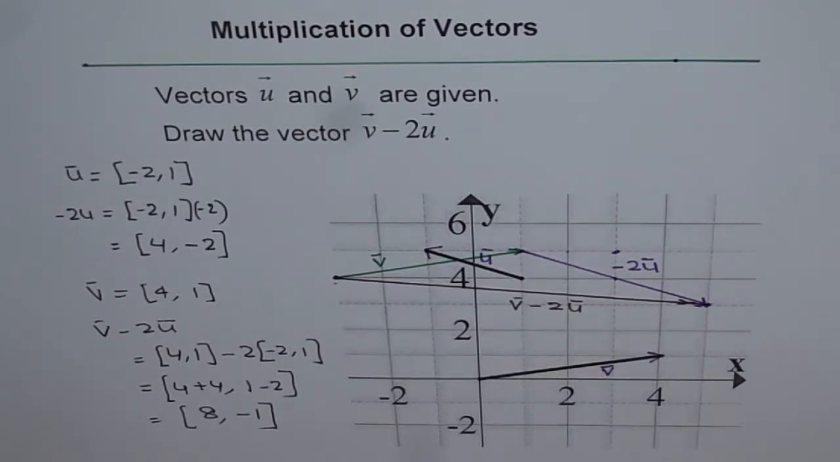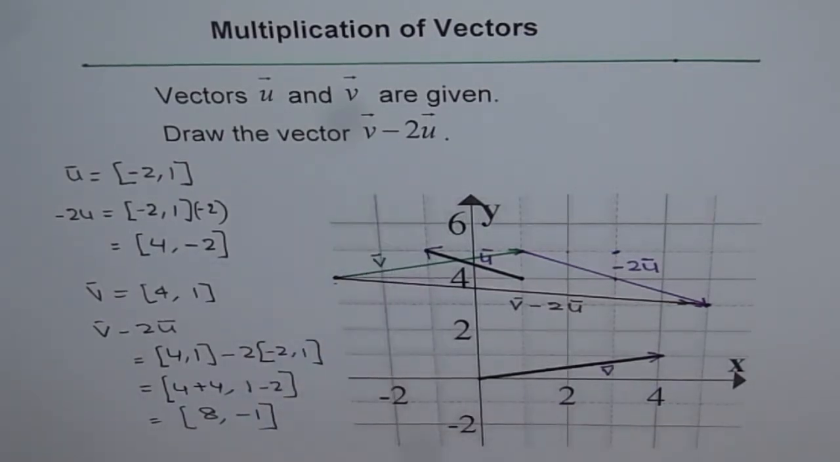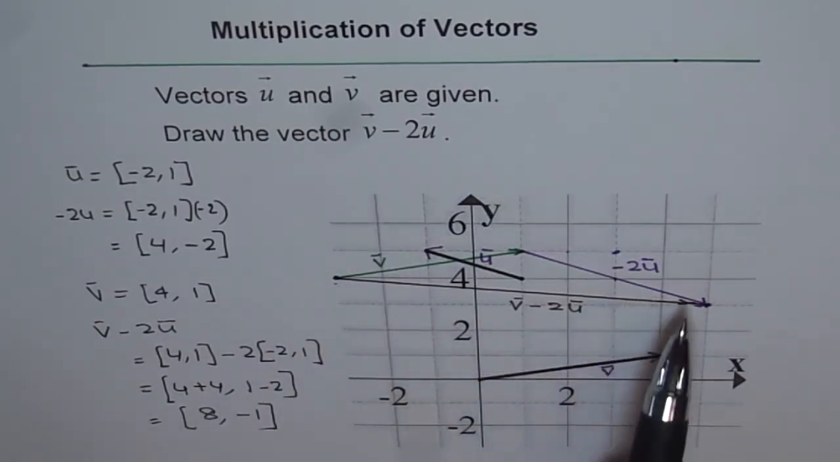So I hope you appreciate the scale factor. So we scaled it, that means we multiplied by minus 2, right? So minus gave the opposite direction. So we changed the direction with the help of scaling, and we changed the magnitude. Magnitude became 2 times for u. So both magnitude and direction were changed, and then we added minus 2u to v, and we got a vector v minus 2u. We checked our answer algebraically also.